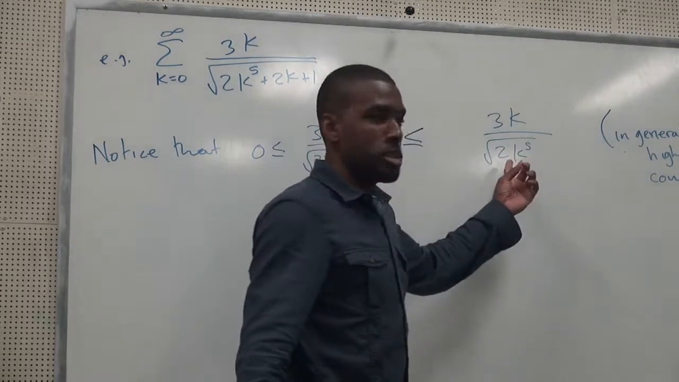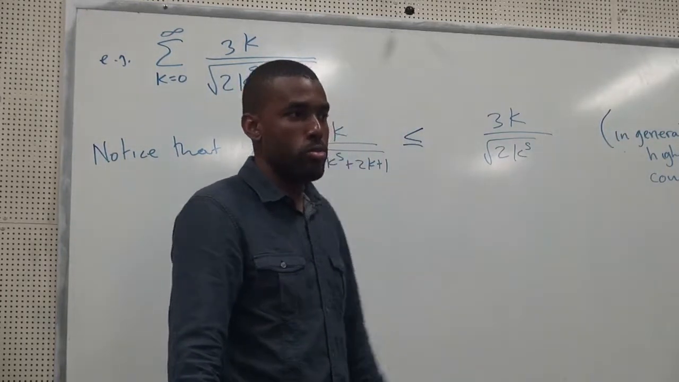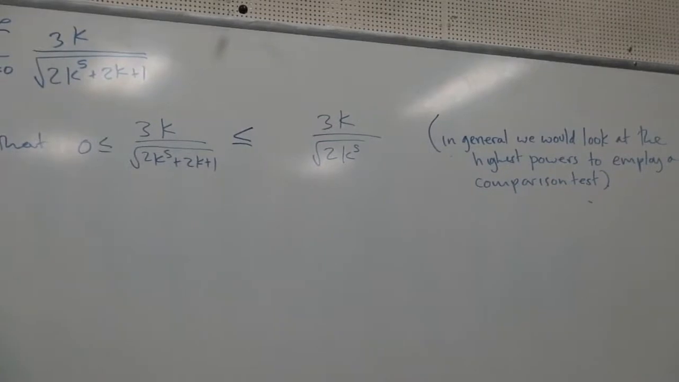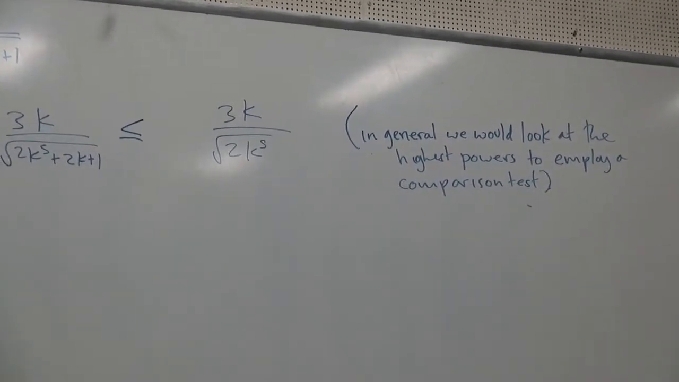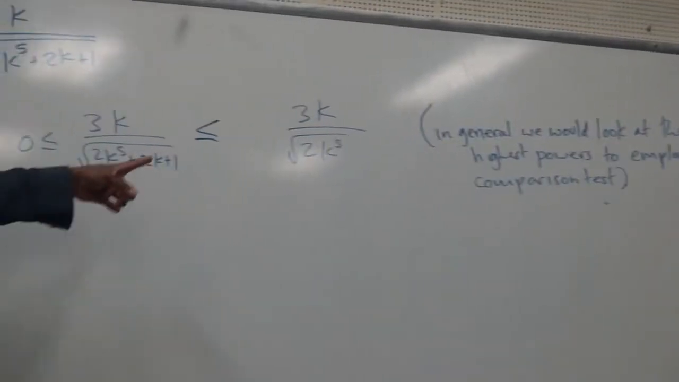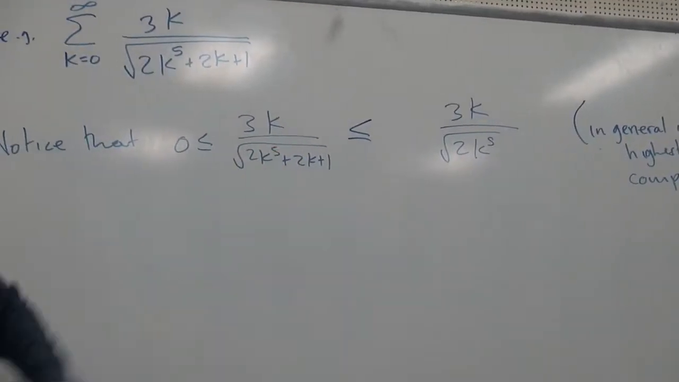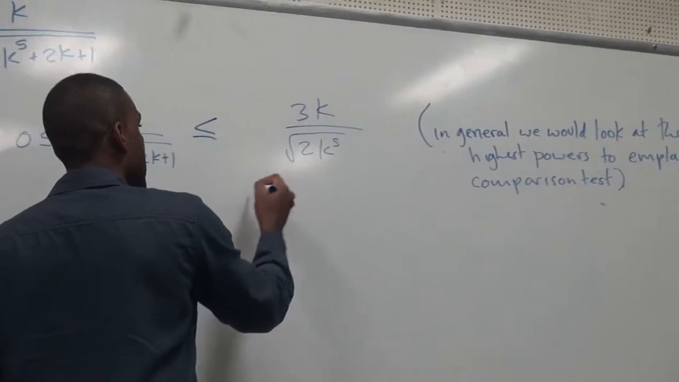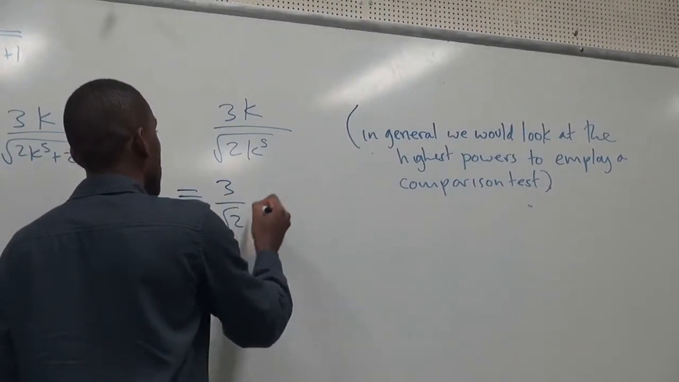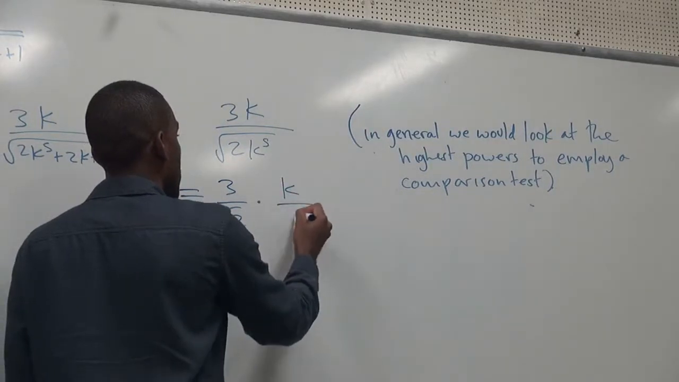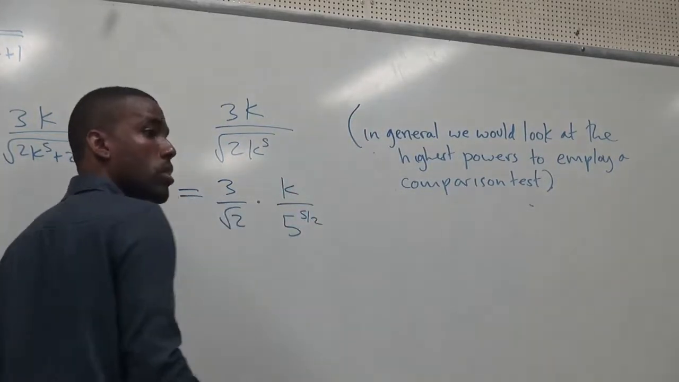Typically speaking, the highest powers are really the guys who control the whole function. So you usually want to get rid of everyone except the highest powers anyway. Right? So what I did was, I made the denominator smaller so it gives me a bigger fraction. But it turns out that this guy is actually equal to what? It's actually 3 over radical 2 times k over k to the 5 over 2.